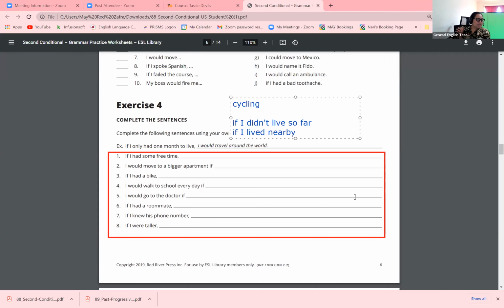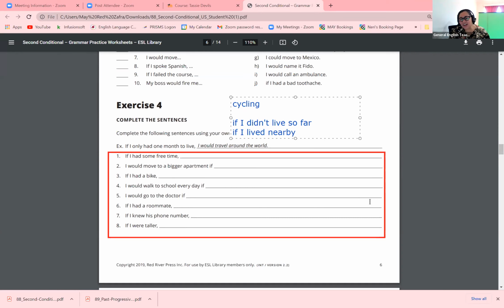Okay, let's do some sentences with if I were taller. If I were taller, I would join a basketball team. Okay, yeah. Is it important to be tall when you play basketball? Better than shorter. Yeah, he's right. I agree with him. Or maybe I thought when you play basketball, you just have to jump really high. Yeah, but if you're short, we couldn't jump high.